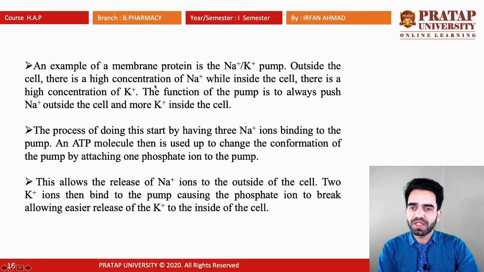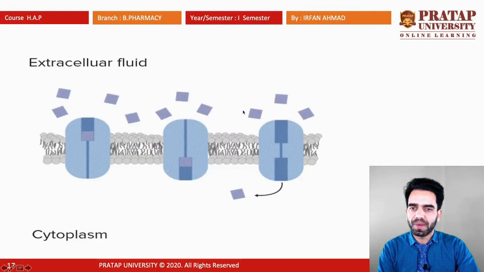Okay, so outside the sodium concentration is more, inside the potassium concentration is more. Now sodium moves out of the cell and potassium comes inside the cell, and for this ATP is used. ATP, adenosine triphosphate, is used to carry out the change in the conformation of the pump. Only then can the phosphate ion attach to the pump.